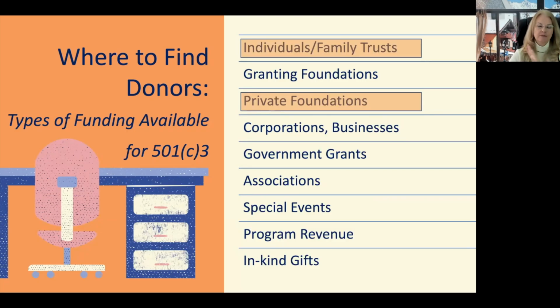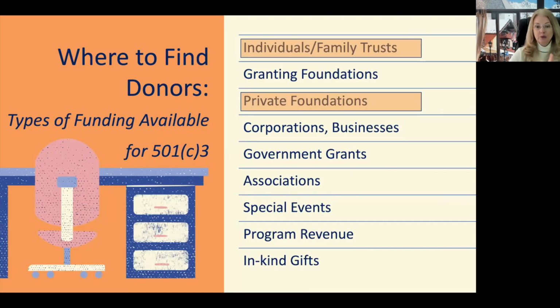And we talked about government grants taking a long time. Associations are hurting right now. They haven't been able to have their meetings, and so they've had members drop out. They've had to do things online. We talked about galas not happening. Program revenue, that's going to take you a while to start getting going. And in-kind gifts, that is not money that is necessarily going to help you operate.